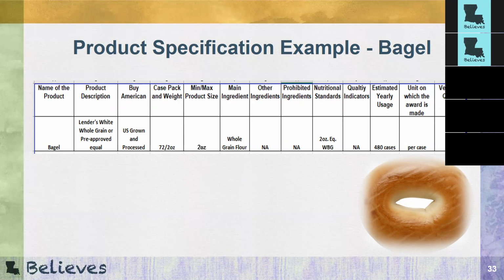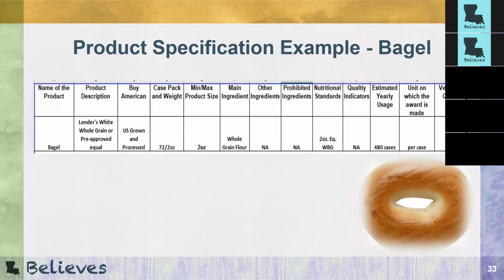I'm going to state in my product specification that the vendor is to quote Linder's white whole grain bagel or pre-approved equal, meaning that the vendor must submit and the SFA and or designees must approve the use of another brand of bagel other than the Linder's bagel before the stated date put forth in the bid.